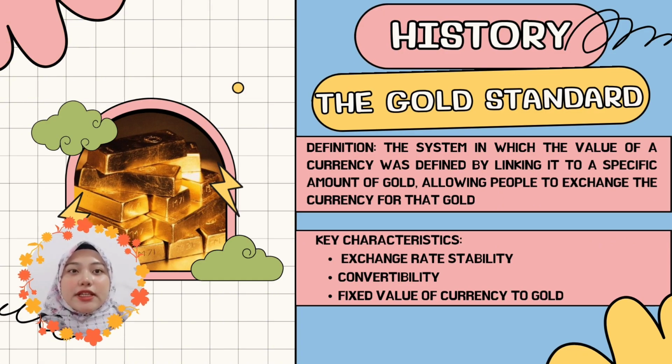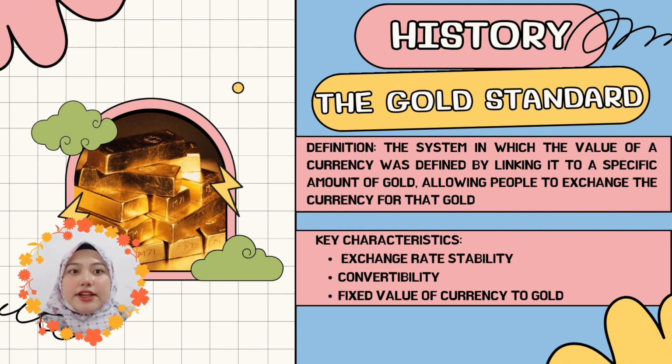Now, let's dive into the history behind the gold standard, which played a significant role in global trade for many years. The gold standard was a monetary system in which the value of a country's currency was directly tied to a specific amount of gold. This means that for every dollar, pound, or any other currency, there was a corresponding amount of gold stored in reserves. People could actually go to a bank and exchange their currency for gold. This made trade much more stable because it prevented countries from printing too much money and causing inflation.